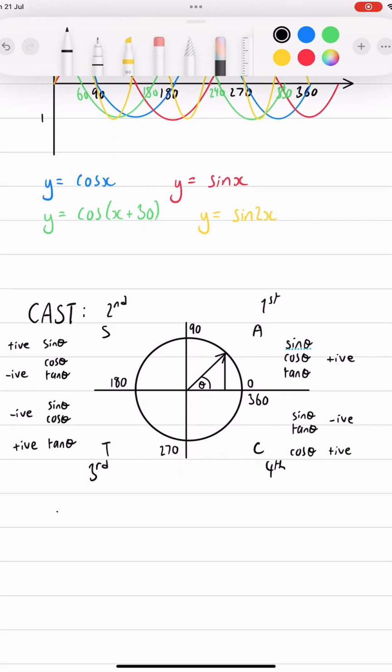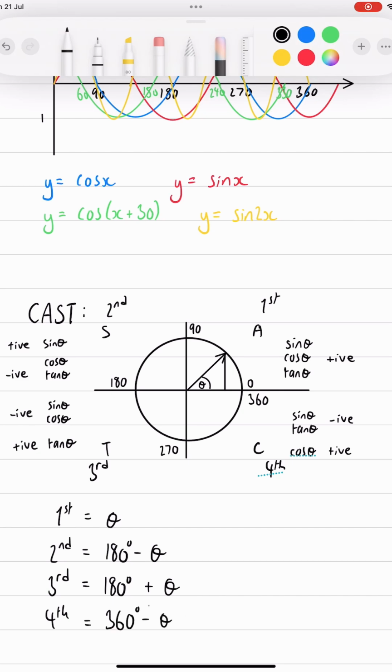If it's in the range of 0 to 360 degrees, then the first is just theta, the second is 180 degrees minus theta, third is 180 plus theta, and finally 360 minus theta. And if you're asked for the range of minus 180 to 180, then it is these values instead.